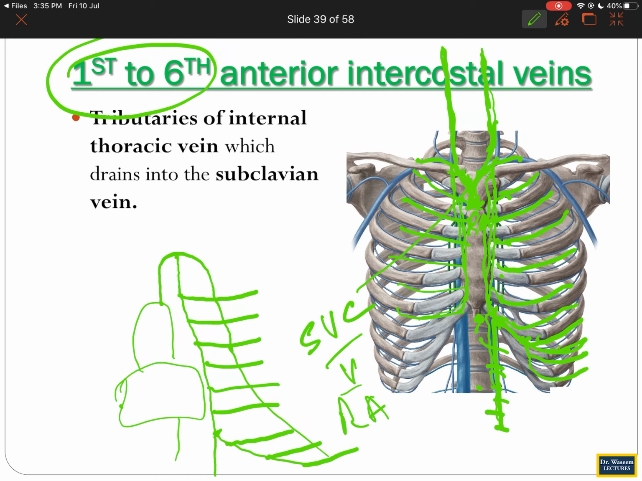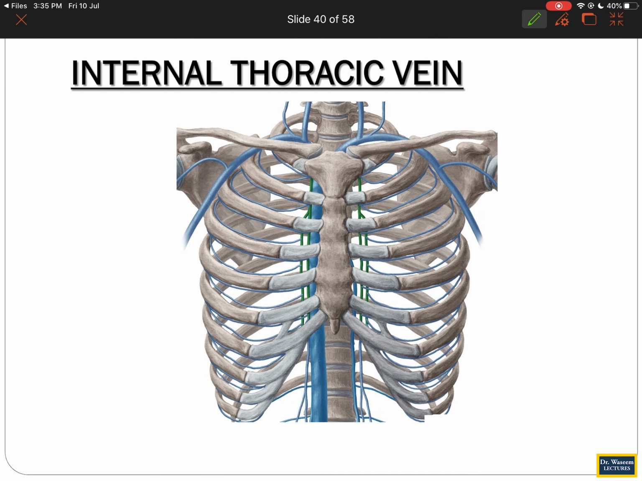That's why the anterior intercostal space is not drained by the anterior intercostal veins here. This is about your internal thoracic vein you are watching here, going into the subclavian vein. Subclavian vein, internal jugular, brachiocephalic. Both brachiocephalic will join together to form your superior vena cava.